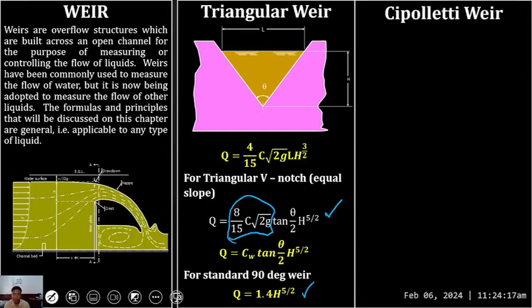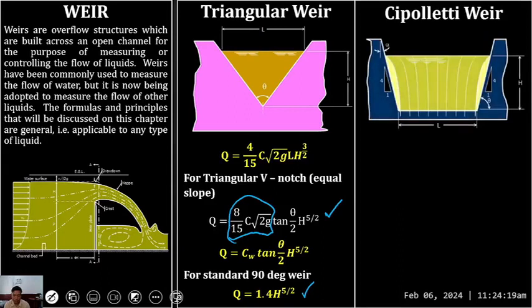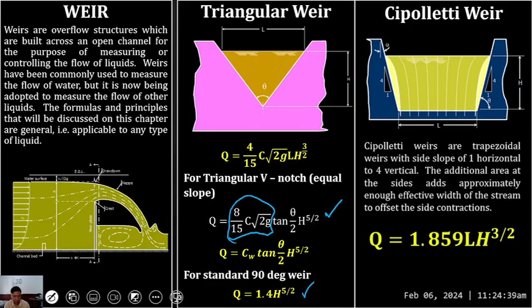Another kind of weir is Cipolletti weir. So sa Cipolletti weir, that is a trapezoidal weir which has a slope of 1 horizontal, 4 vertical. So these are weirs with side slope 1 horizontal to 4 vertical, as I've said earlier. The additional area at the sides adds approximately enough effective width of the stream to offset the side contractions.